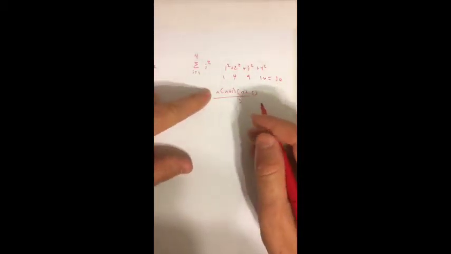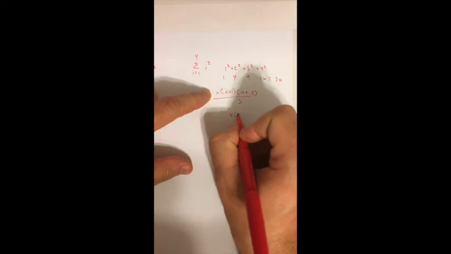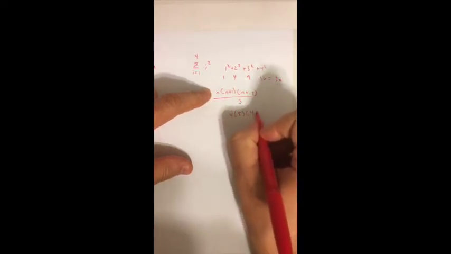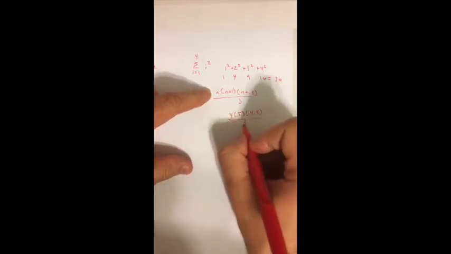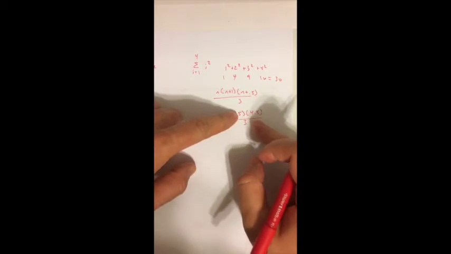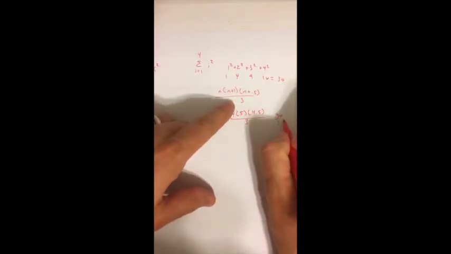Or we could plug it into this equation: n times n plus 1 times n plus 0.5, all over 3. So it'd be 4 times 5 times 4.5 over 3. 20 times 4.5 is 90, and 90 over 3 equals 30.